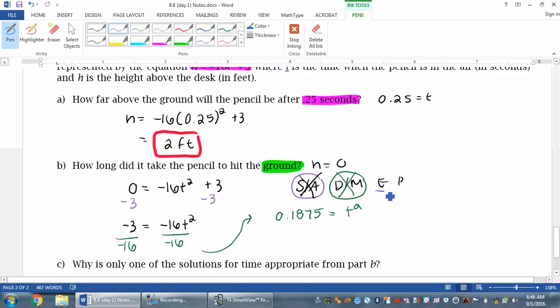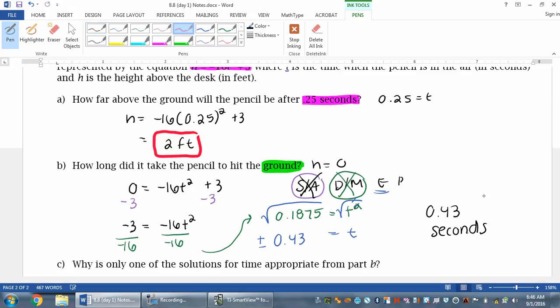Okay, the next one here. Square root. Remember the square root, the square cancels, the t drops down. Remember, when you do the square root, you get plus or minus, and then round it to 0.43. Well, what answer do we take? We're only going to take the positive. So the pencil's going to hit the ground at 0.43 seconds.